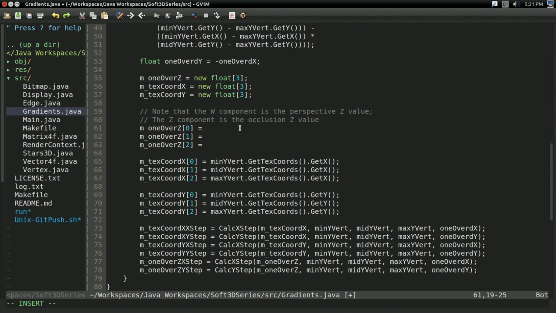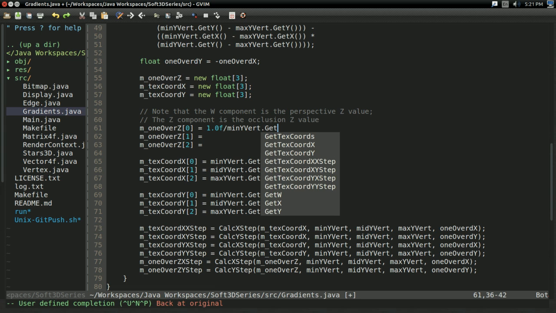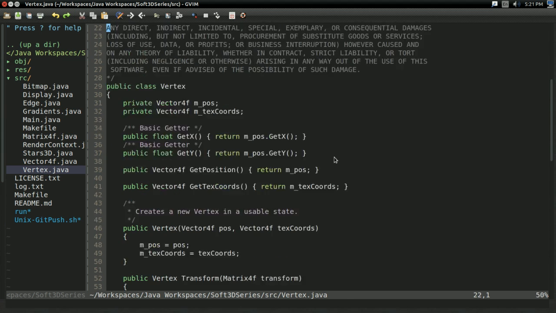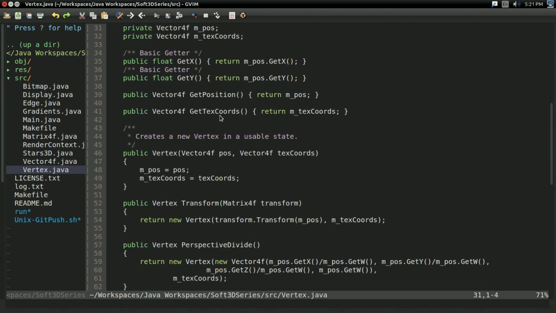So now for actually coding this. This is 1 over z. So we're going to do 1 over, for instance, for value 0, for index 0, min y vert, get position. I also added a getter for that in vertex. It's pretty simple, just gets the position. There it is.